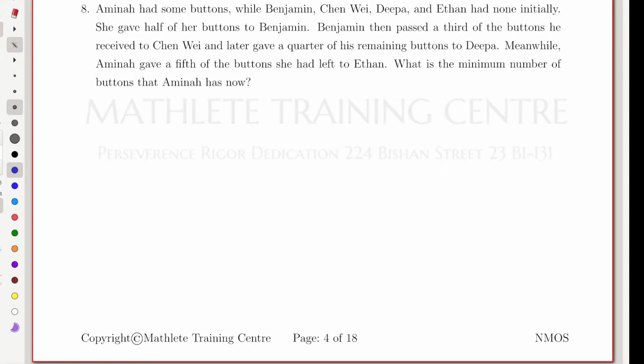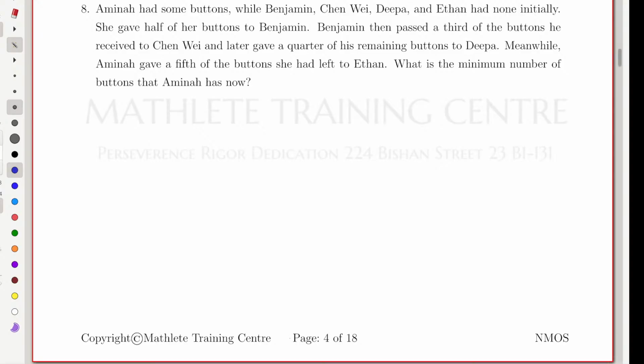Okay, question number 8. We have Amina has some buttons, while Benjamin, Chenwei, Deepa, and Ethan had none initially. So these are A, B, C, D, E. She gave half of her buttons to Benjamin. Then Benjamin passed a third of the buttons he received to Chenwei, and then later gave a quarter of his remaining buttons to Deepa. Meanwhile, Amina gave a fifth of the buttons she had left to Ethan. What's the minimum number of buttons that Amina has now?